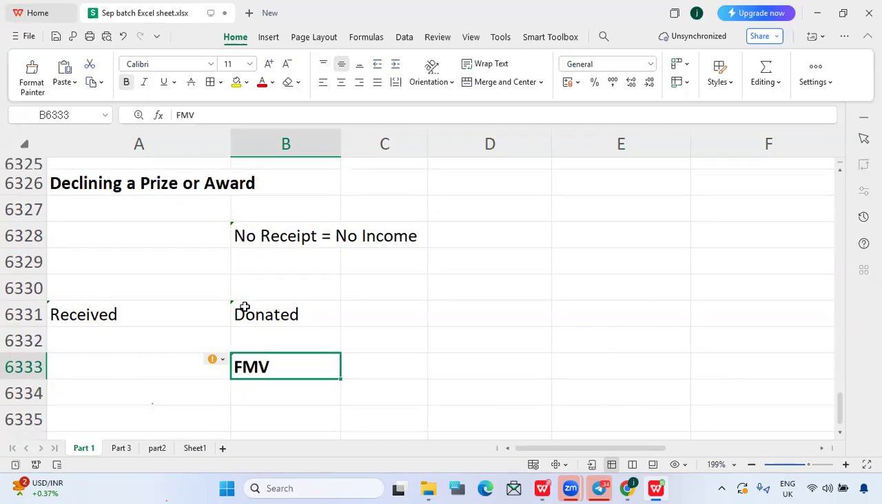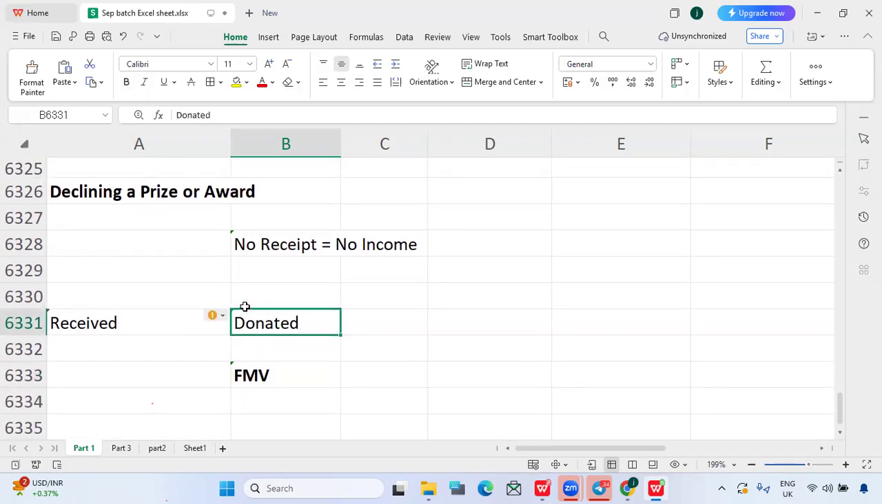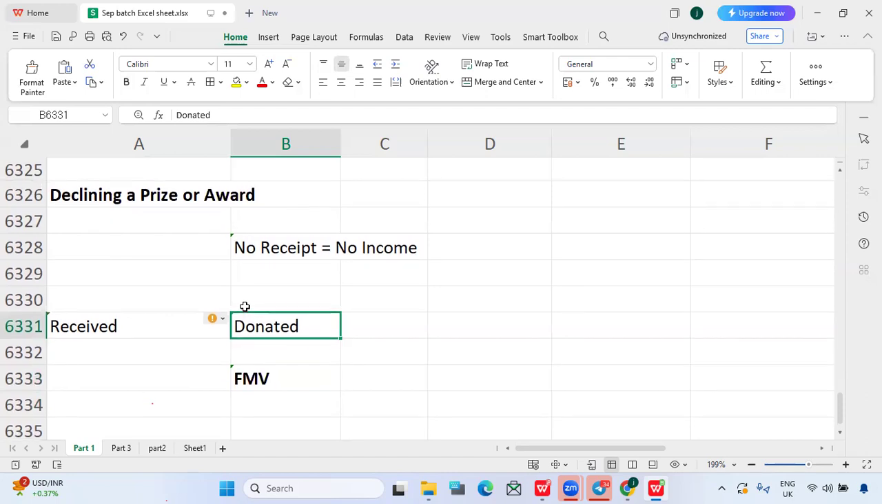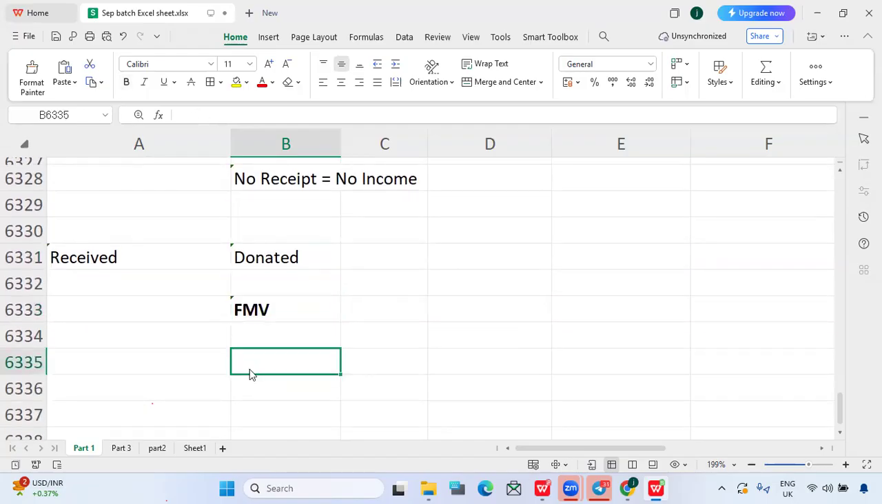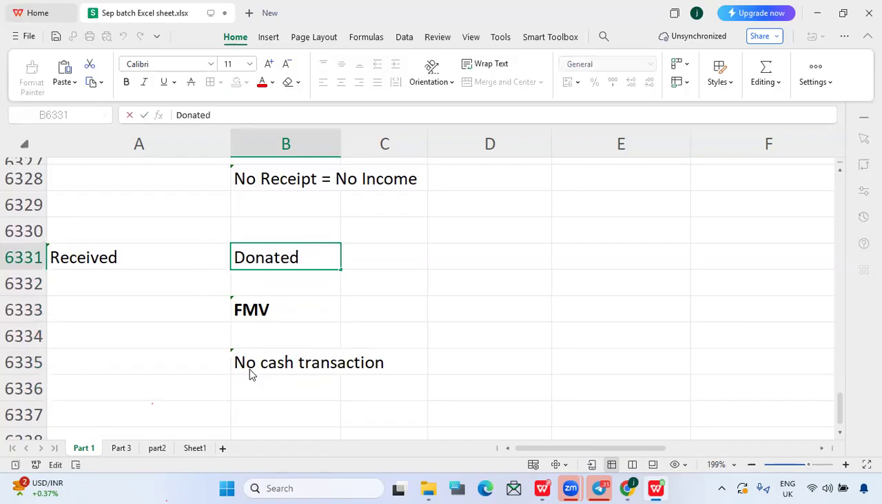So in this case, you have received a prize or award. Do we have any cash transaction in that case? If there is no cash transaction directly, then apply fair market value. Okay. I have a doubt: if a prize is received and then donated, the receipt is treated as income and the donation is treated as an adjustment to income, is that right? Yes, Schedule A.